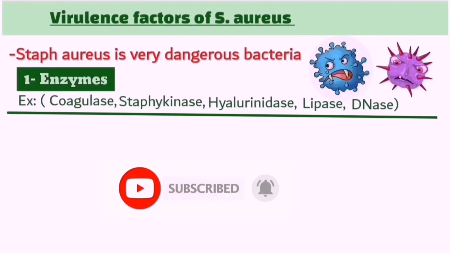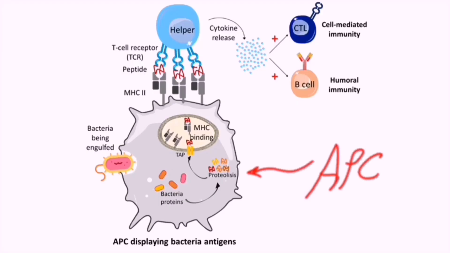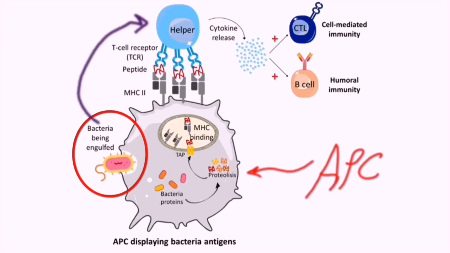The second type of virulence factor is the production of toxins. Staph aureus can produce toxic shock syndrome toxin, which binds to antigen-presenting cells which are supposed to recognize foreign microorganisms and eliminate them, leaving behind an immunological memory against future infections.